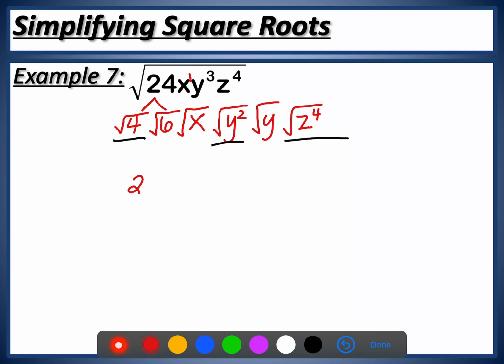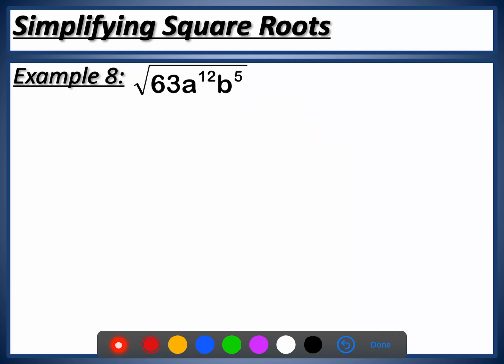Okay, so this becomes 2yz squared on the outside, and remaining we have 6xy. All right, we'll try one more here for today. So 63, we want to use the biggest perfect square. Okay, are we getting better at splitting up those coefficients? I hope so. So I'm using 9 and 7 this time.